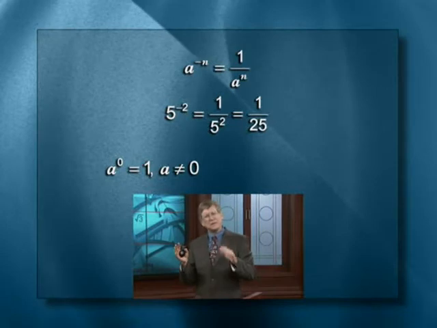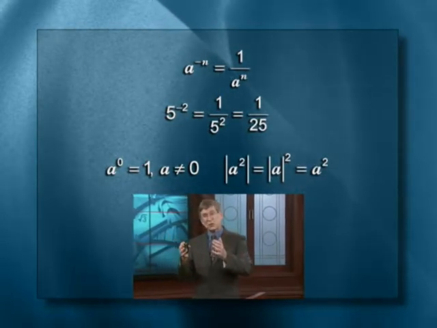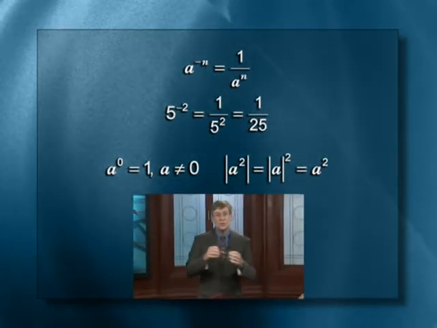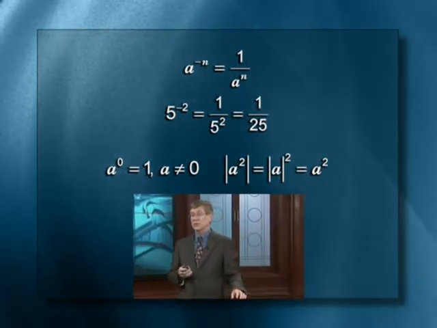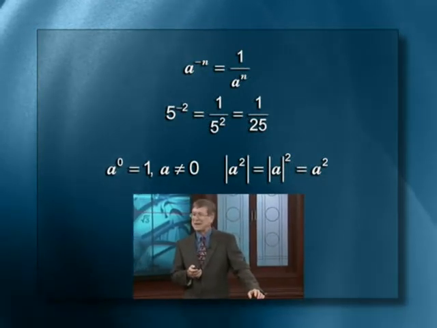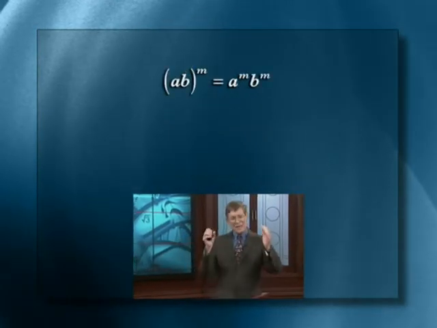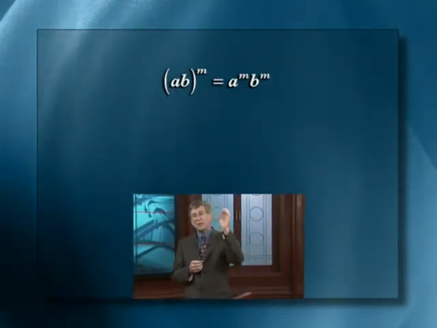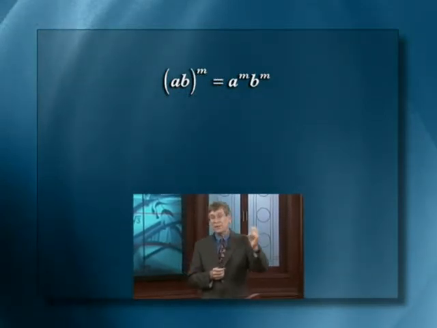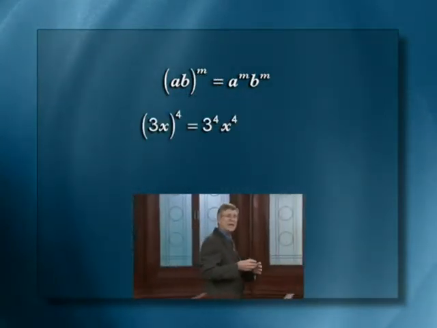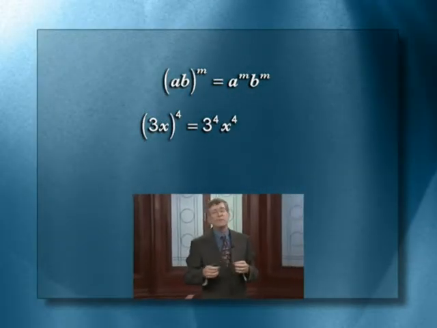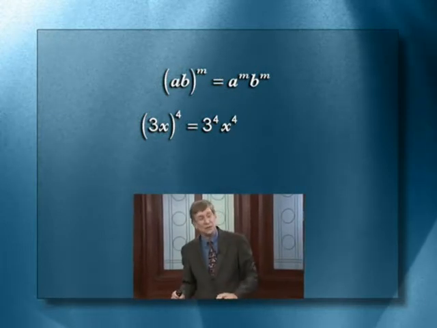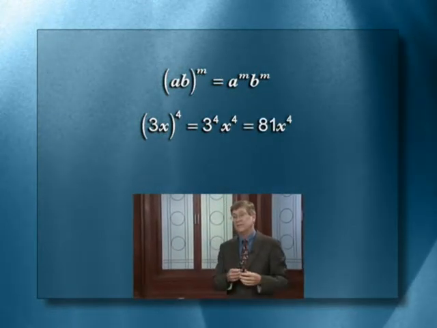Another property that's kind of obvious, I think: the absolute value of a squared is the same as the absolute value of a all squared, which is the same as a squared without the absolute value signs at all. Okay, good. Here's some more. The product ab raised to the mth power is the same as a to the m times b to the m. For instance, another quick example, 3x to the 4th power can be rewritten as 3 to the 4th times x to the 4th, which is 81x to the 4th.